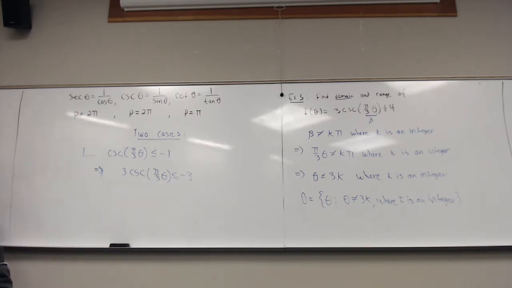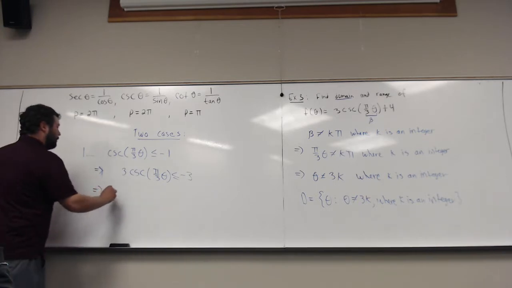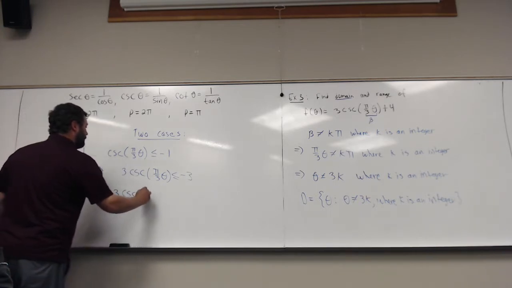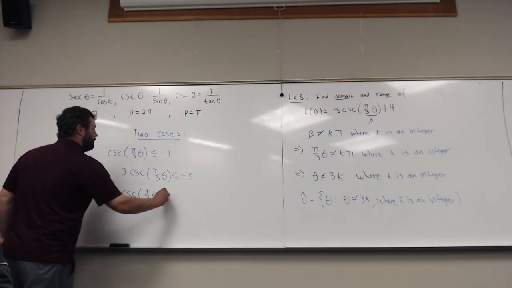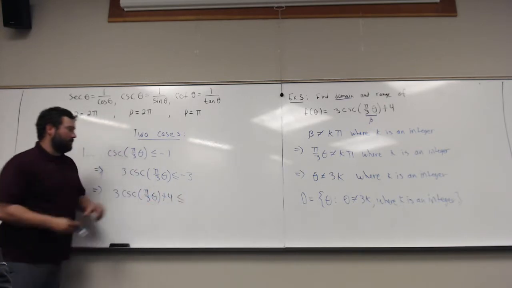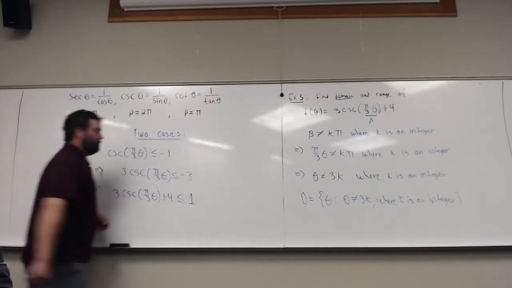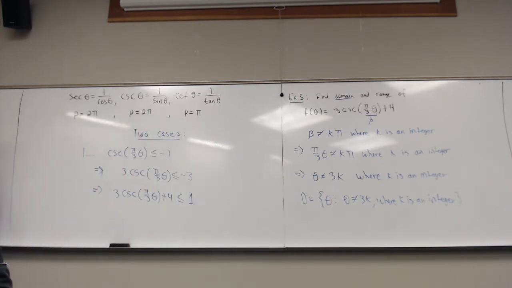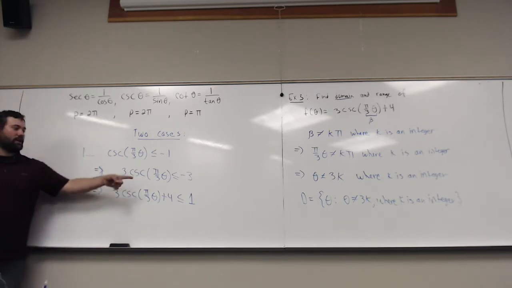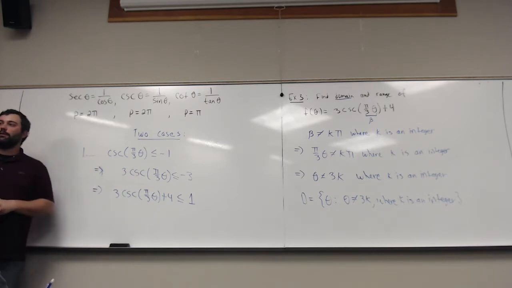Okay, and then to get my original function expression to appear, now we add 4 to both sides. 3 cosecant pi/3 theta plus 4 has to be less than or equal to -3 plus 4, which is +1. Okay. So that'll give me one piece of the range. All the outputs of our function have to be less than or equal to 1.